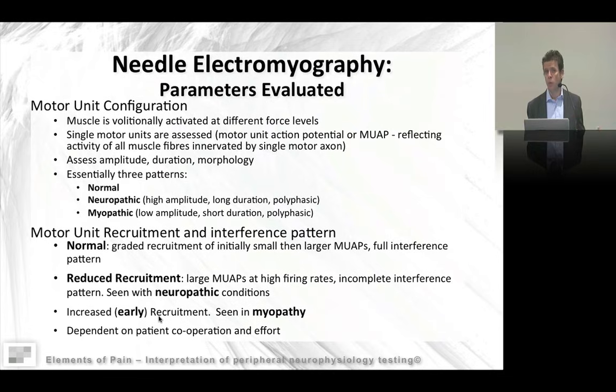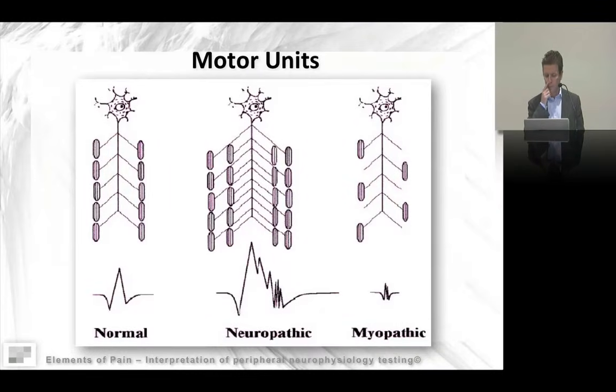So if people have got a central problem, like a stroke, effort, factitious problems, or if it's hurting and they can't do it, that will really affect your ability to assess the recruitment. So just in cartoon form, why there's a difference in motor unit morphology on EMG.